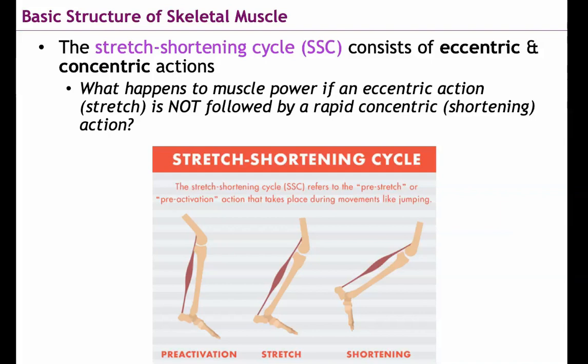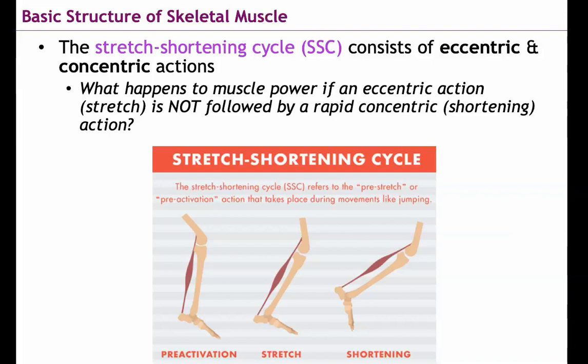So what's the best way to explain this? Basically, elastic force is generated when we have a stretch. So anytime we stretch, we're storing elastic energy. So think about going down into a squat really quickly. As you go down, your lower body muscles are stretching, and as they're stretching, they're storing elastic energy.